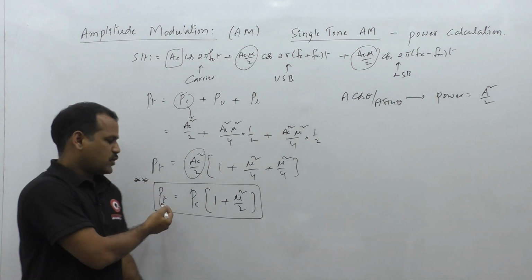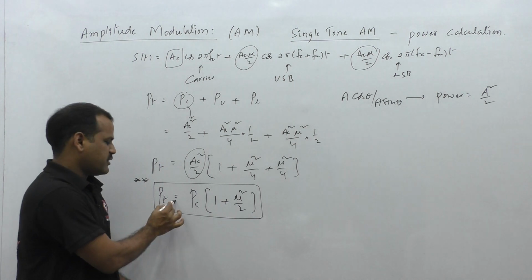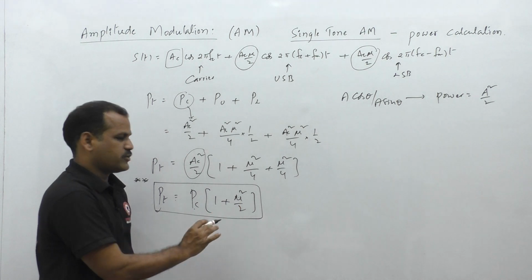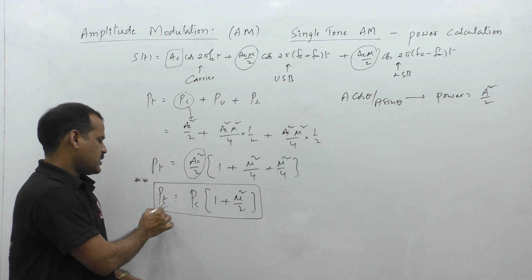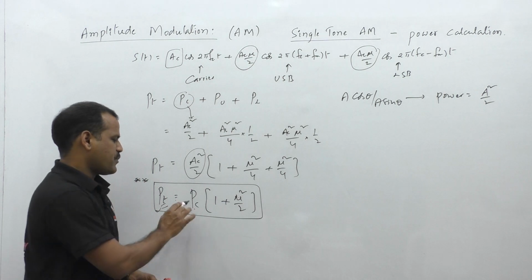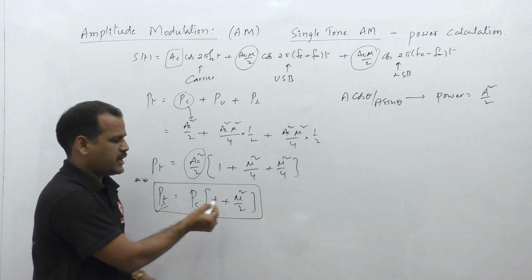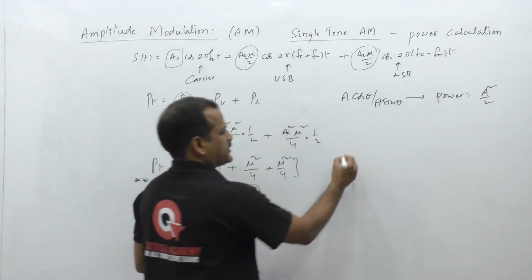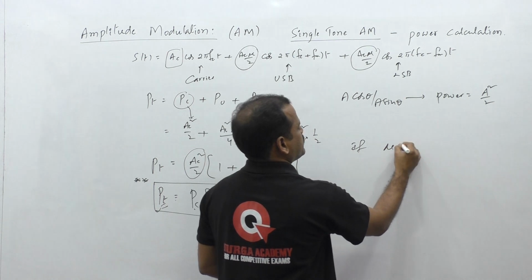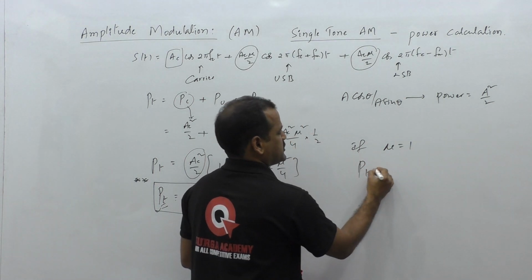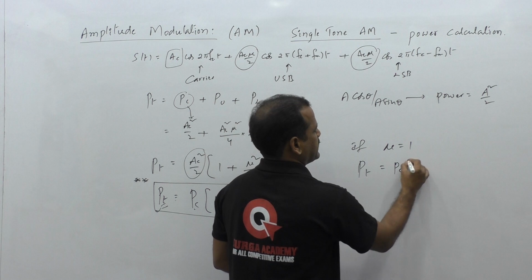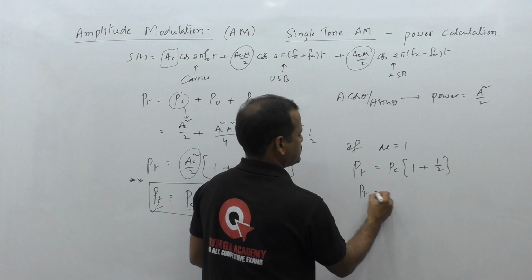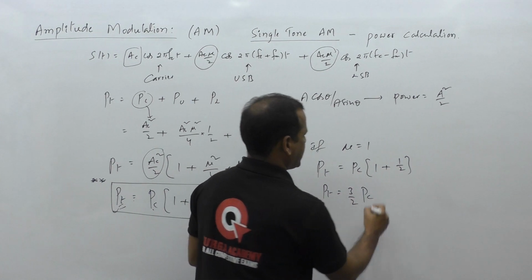Here the total transmission power of an AM signal is equal to carrier power multiplied by 1 plus the square of the modulation index divided by 2. So on which factors does this total transmission power of AM depend? It depends upon two factors, that is carrier power and modulation index of the AM. And from this, in the ideal case mu is equal to 1, then the transmission power of the AM signal is equal to carrier power multiplied by 1 plus 1 by 2, that is, transmission power is equal to 3 by 2 carrier power.